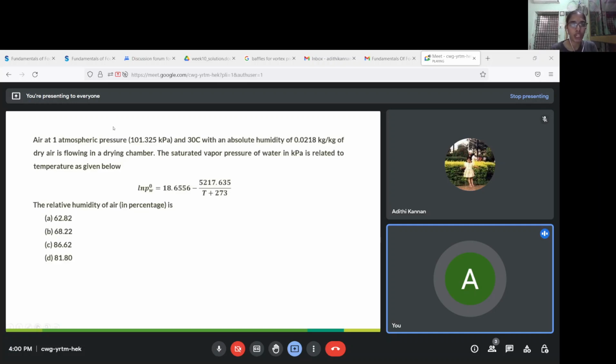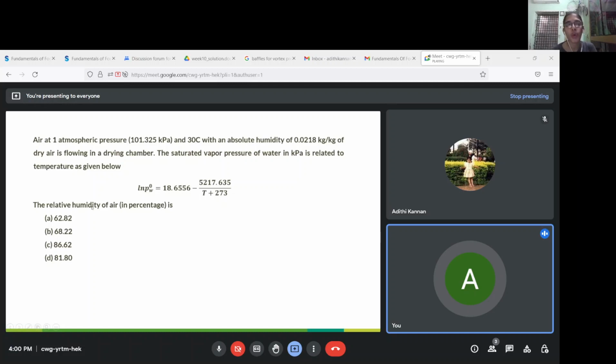Air at 1 atmospheric pressure, that is 101.325 kilopascals, and 30 degrees Celsius, with an absolute humidity of 0.0218 kg per kg of dry air, is flowing in a drying chamber. The saturated vapor pressure of water in kilopascals is related to the temperature as given below. That is ln Pw naught is equal to 18.6556 minus 5217.635 divided by T plus 273, where T is in degrees Celsius. So when you're using this equation, T has to be in degrees Celsius and not in Kelvin. If you substitute the T in degrees Celsius, you will get your saturated vapor pressure at that temperature.